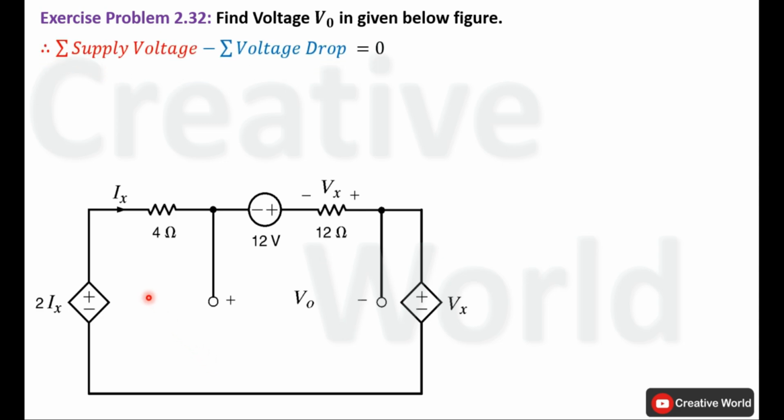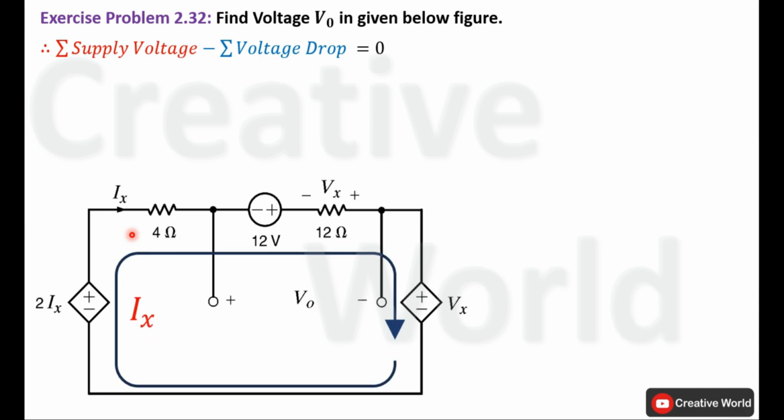Before using Kirchhoff's voltage law for this closed loop circuit, first we have to identify the direction of current inside this circuit. As we can see, the current Ix is labeled inside this circuit along with its direction. So we have to take the direction of current Ix clockwise.